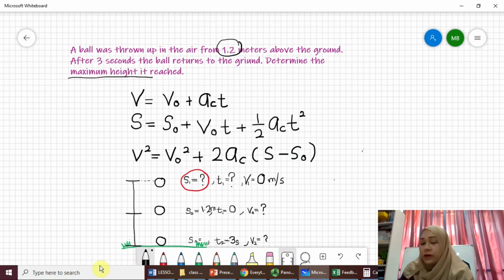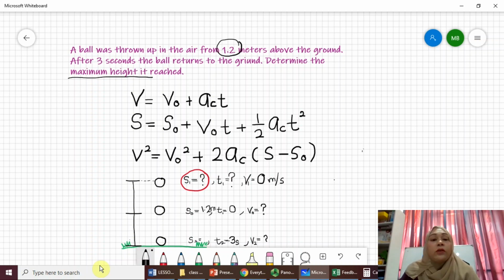But for our main concern for this question, what we want to find is the maximum height it reached. Now, how are we going to solve this problem? You have 3 different positions here, but your main focus is to find the maximum height.